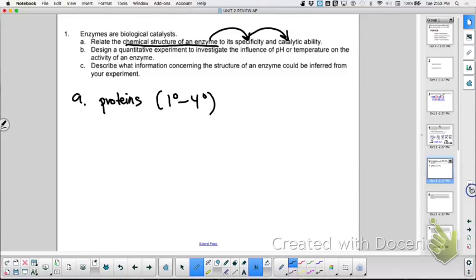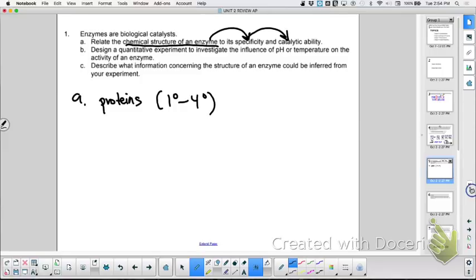So, design a quantitative experiment to investigate blah, blah, blah. Describe what information concerning the structure of the enzyme could be inferred from your experiment. If you're not getting a bunch of oxygen production, then something must be wrong with your enzyme catalase. What could be wrong? You could have denatured it, either by changing the pH or by changing the temperature, right?